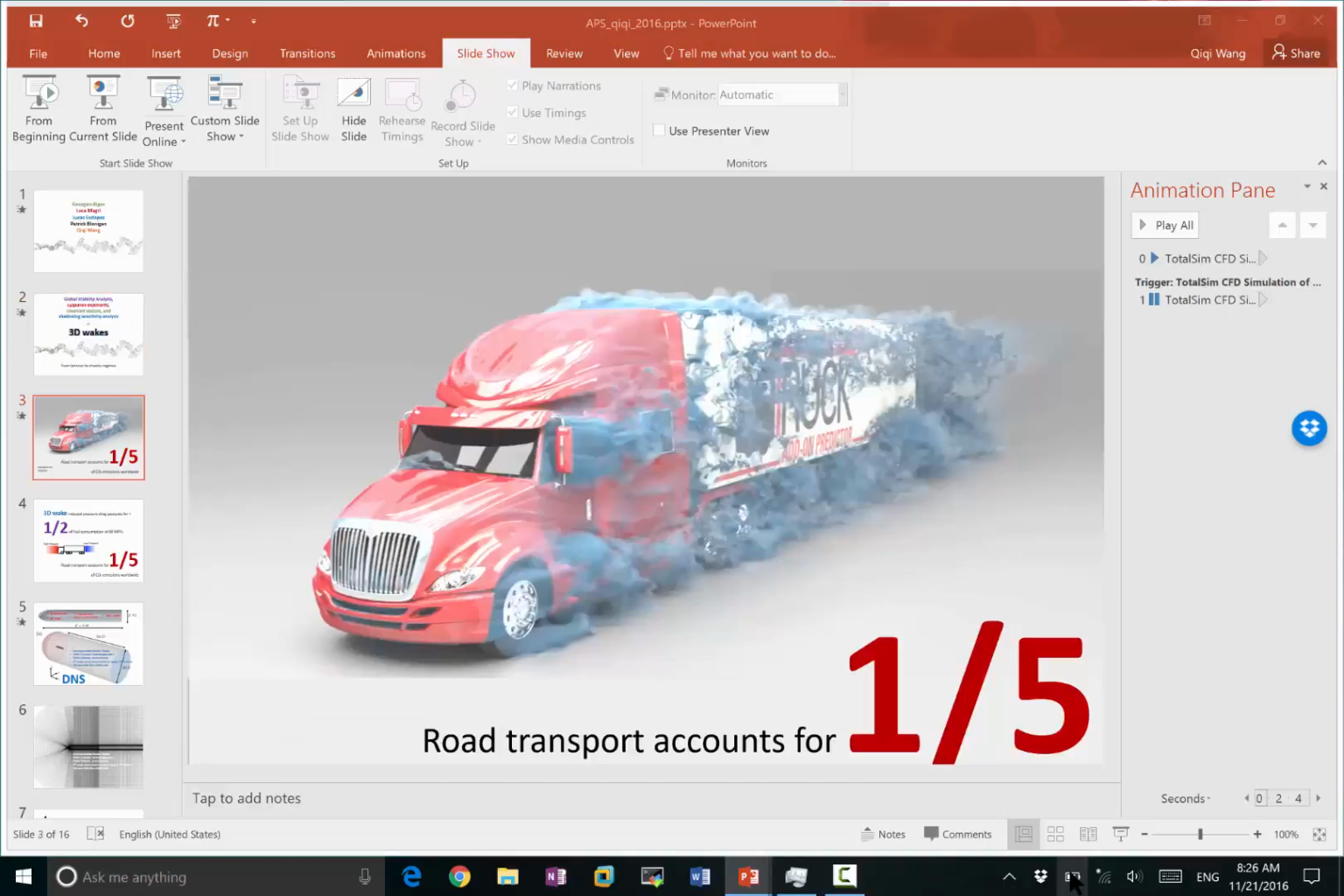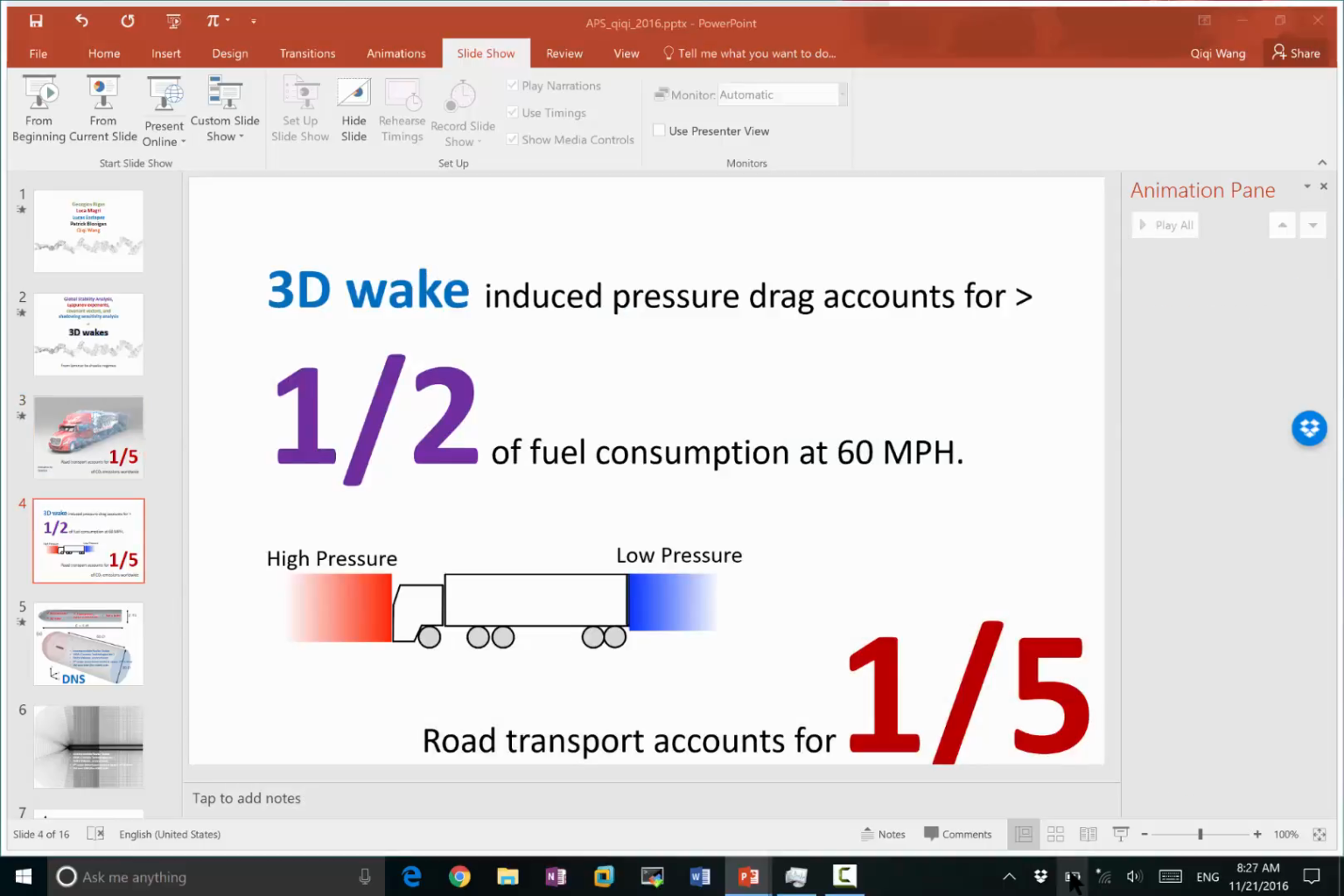So road transportation globally accounts for about a fifth of all the CO2 emissions worldwide. And how much do you think the drag from the 3D separated wake accounts for a truck like that at highway speed? The answer is about half of that.